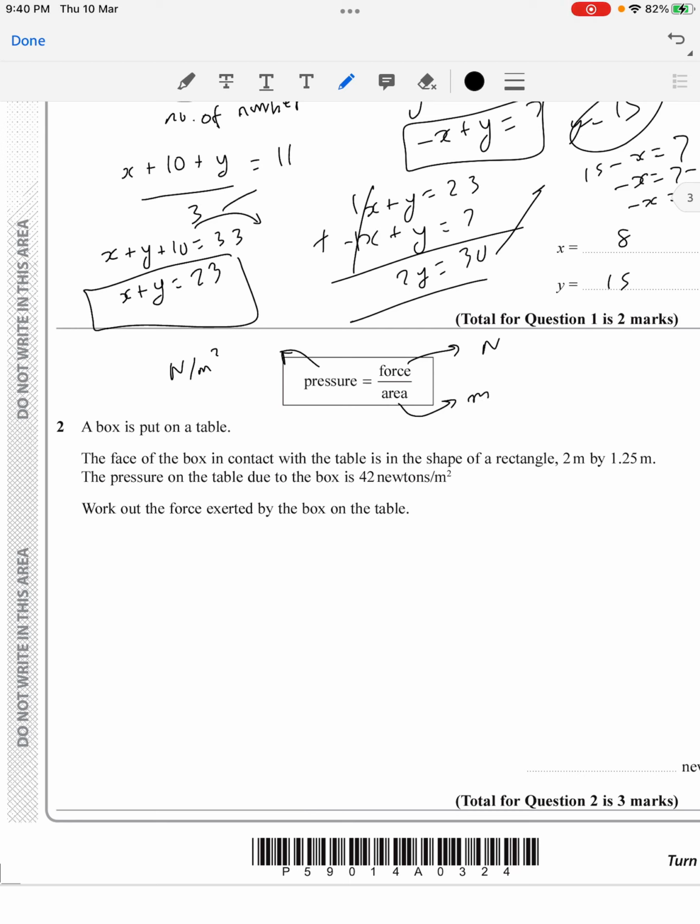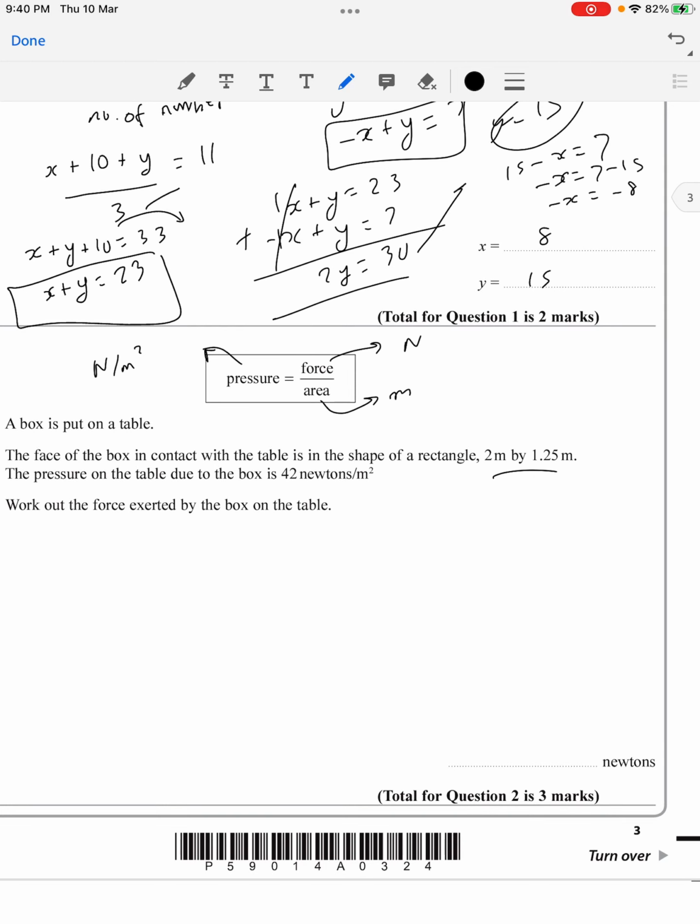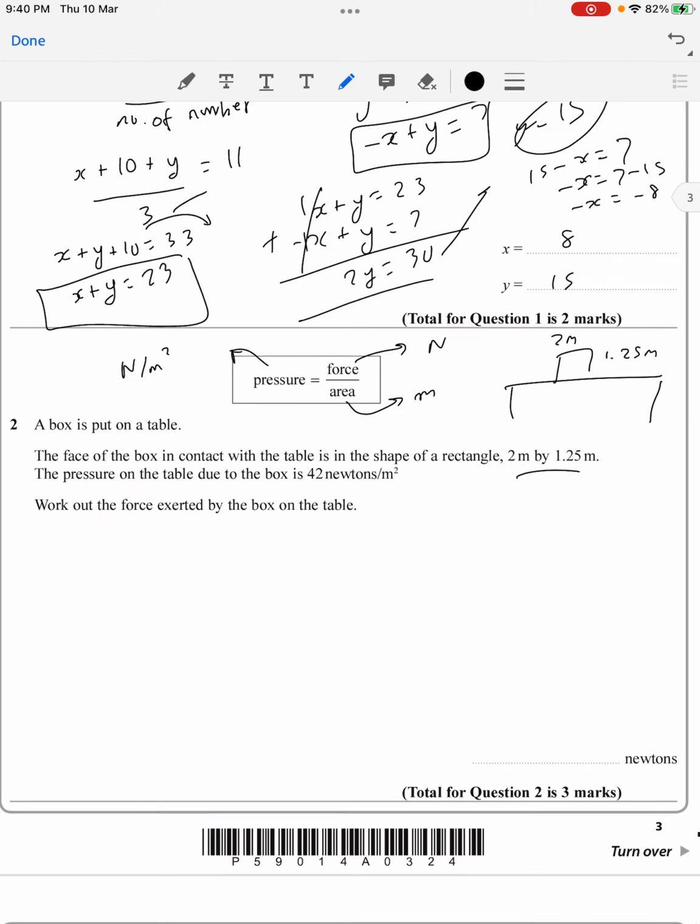The face of the box in contact with the table is in the shape of a rectangle, 2 meters by 1.25 meters. So we can represent this like a table. This is a table. Then there's a box with the dimensions 2 meters and 1.25 meters. Okay, so based on that, we can find out the pressure on the table due to the force due to the box, which is 42 newtons. Okay, so we are given the dimensions for that box. Now we are going to find out the area for that specific box.